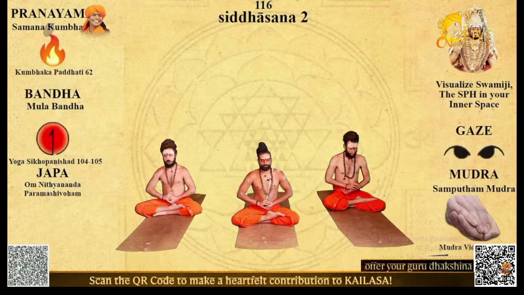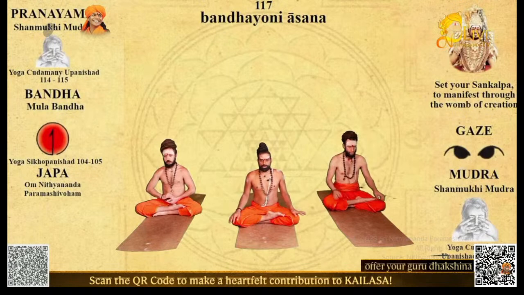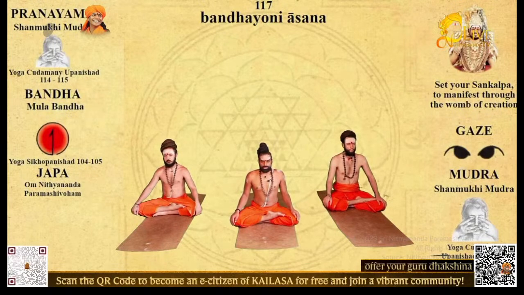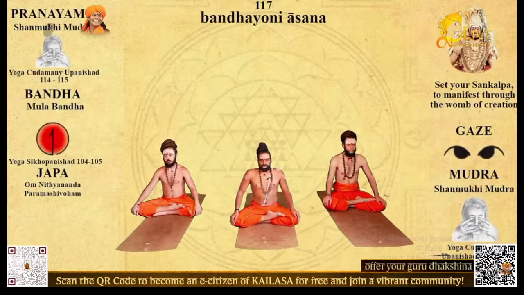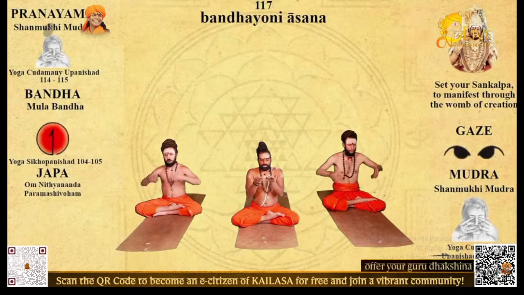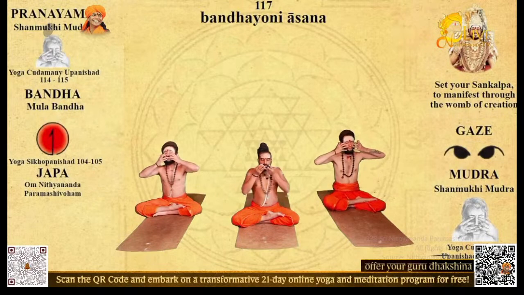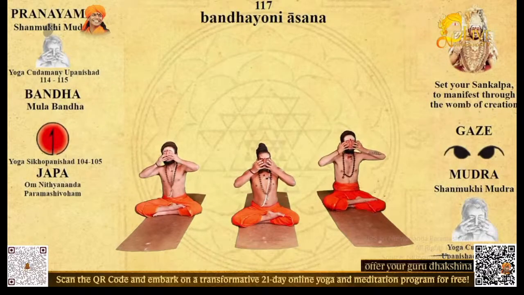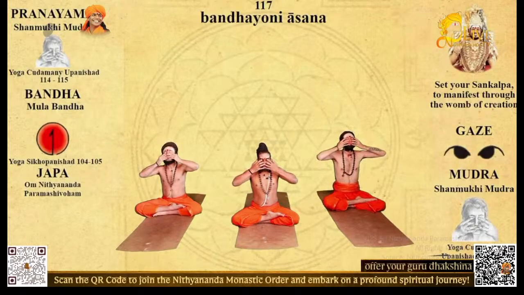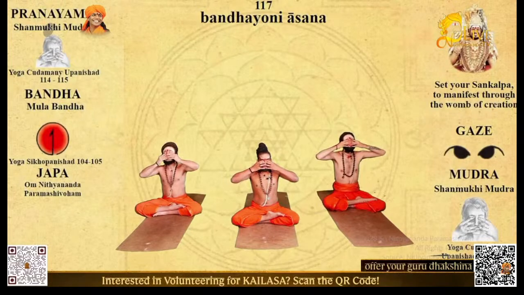The next asana is Bandha Yoni Asana. Now, with the same seated position, we'll be performing Sanmukhi Mudra. Now, bring the little finger below the lower lip, ring finger above, index finger closing the nostril. Now, middle finger closing the nostril, closing the eyes with the index finger, and closing the ears with the thumb.